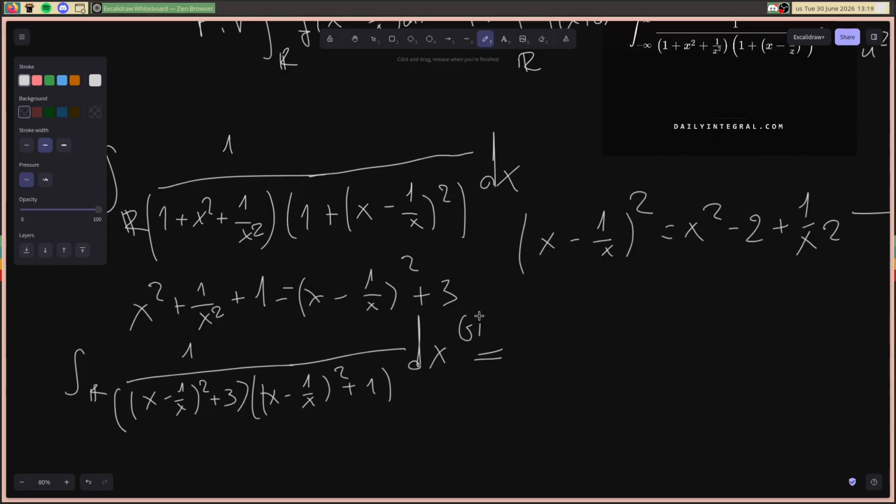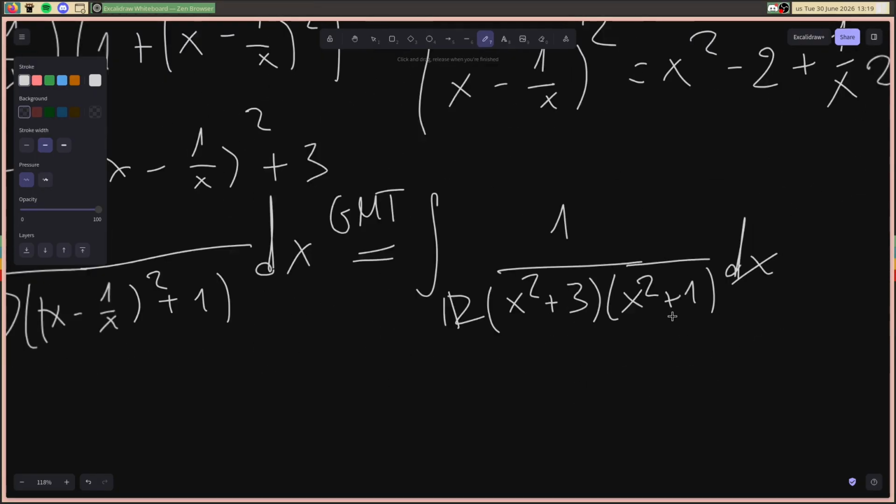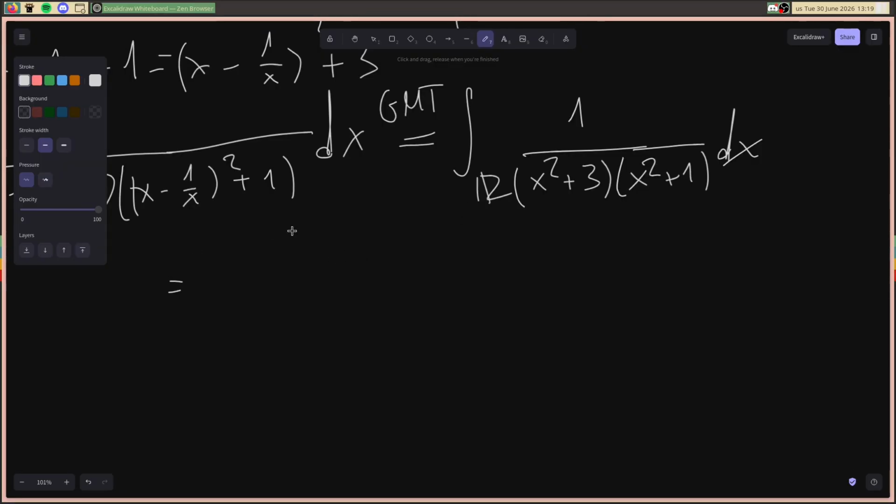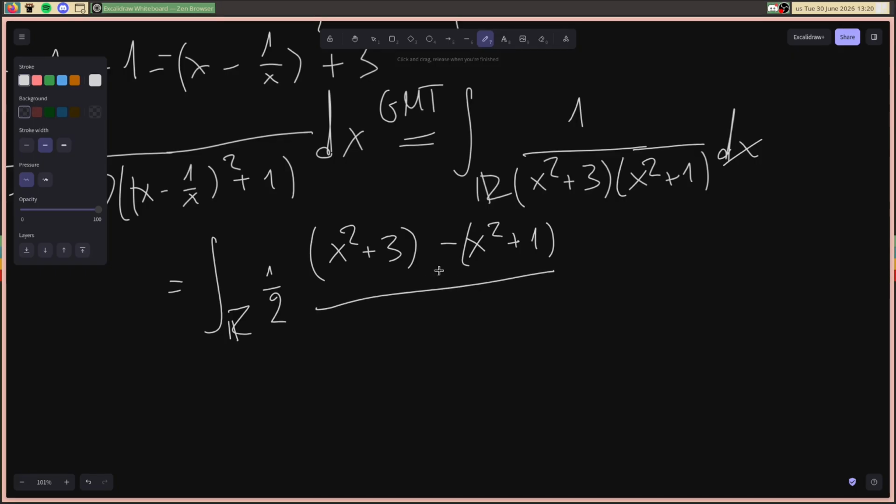Using Glasser's master theorem, this is just the integral over R of 1 over x squared plus 3 times x squared plus 1 dx. And would you look at that, this is just partial fraction decomposition that we can do here. The way we're going to do it is we're going to write this as 1 over 2 times 2, and 2 is 3 minus 1. So we can just say x squared plus 3 minus x squared plus 1 all over x squared plus 3 times x squared plus 1.